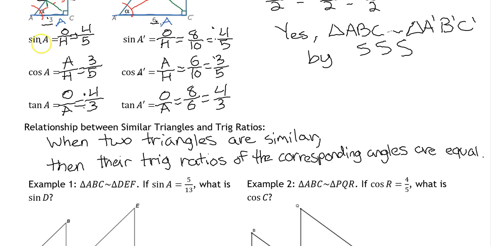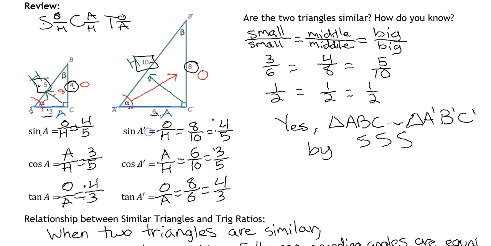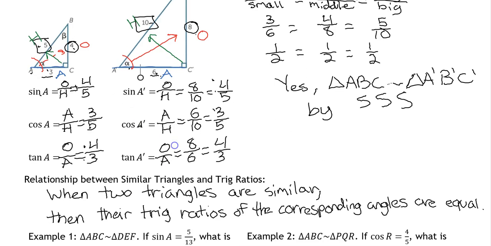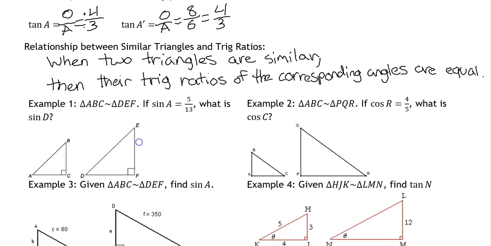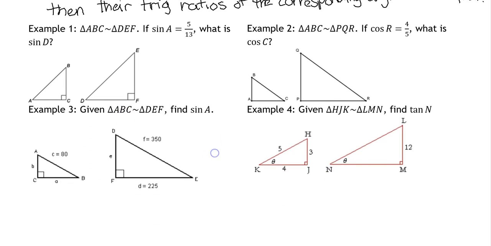So for example, A and A prime are corresponding because they're the same angle in the two different triangles. It wouldn't be A and the B up at the top. Those trig ratios are equal. They're different triangles in the dilation, so I still have to look at the same angle in the triangle. But those are equal. So we can use that to answer questions about similar triangles.